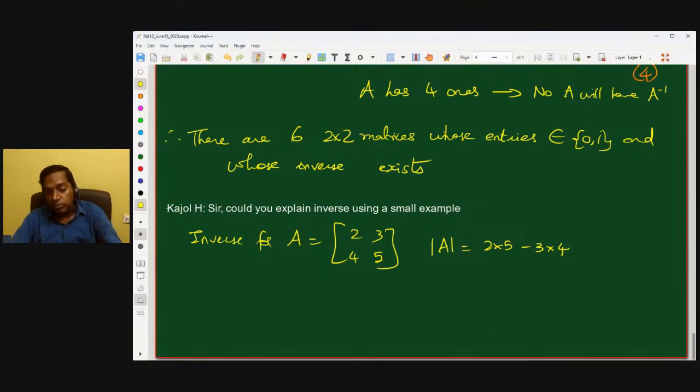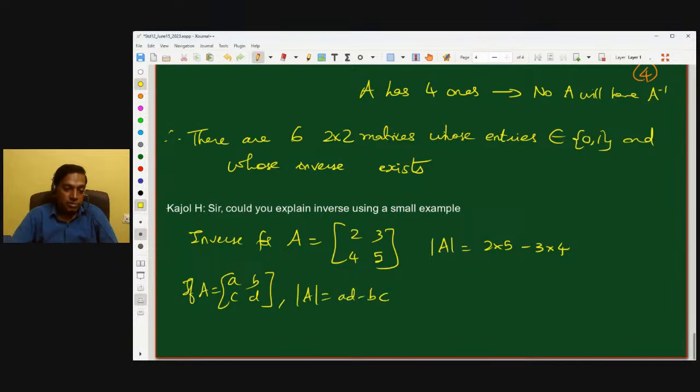I haven't taught you determinants because we'll do determinants next class. But we know that determinant A is defined as AD minus BC, if A is ABCD. Just think of it as some new definition. Now, this is 10 minus 12, which is minus 2.